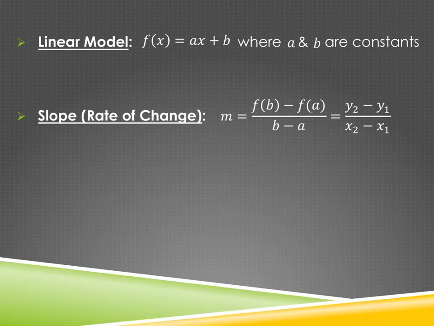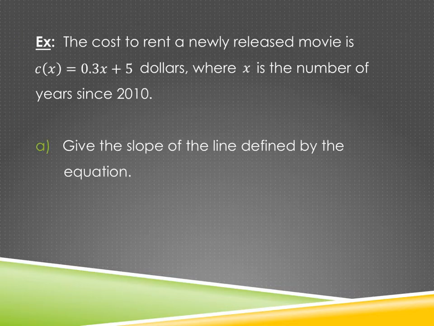And before we get too far along, let us actually give an example of what this would look like. So this would be an example of a model. The cost to rent a newly released movie is C of x equals 0.3x plus $5. Okay? So you see that we have a name, C of x. Your book also likes to use the letter of what's going on, C for cost. That's why they used C. You don't have to, but that's what they're going to do a lot of the times.